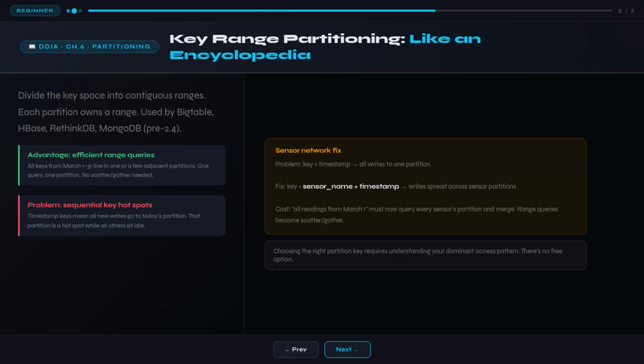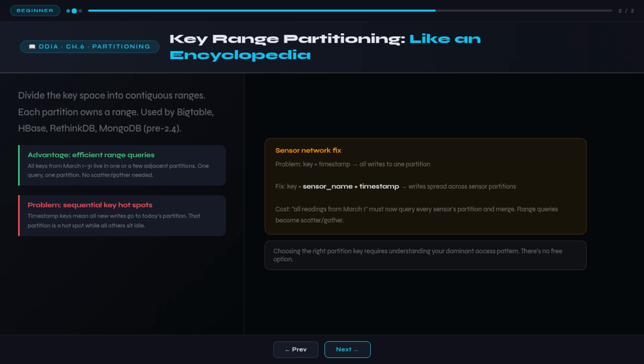The most intuitive way to partition a key-value dataset is to divide the key space into contiguous ranges and assign each range to a partition. Think of a set of paper encyclopedias: volume A-C, volume D-F, volume G-I. Each volume covers a continuous range of the alphabet. You know which volume to pull from without any lookup table. This is called key range partitioning, and it's used by Bigtable at Google, HBase, RethinkDB, and MongoDB before version 2.4.